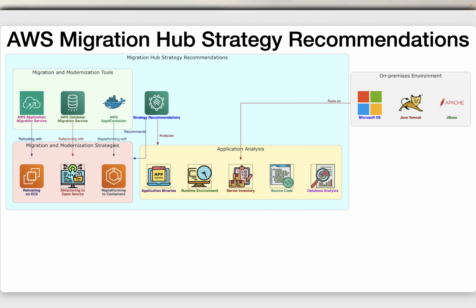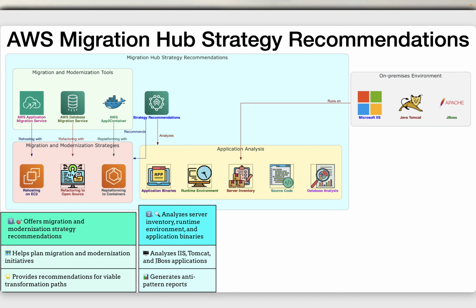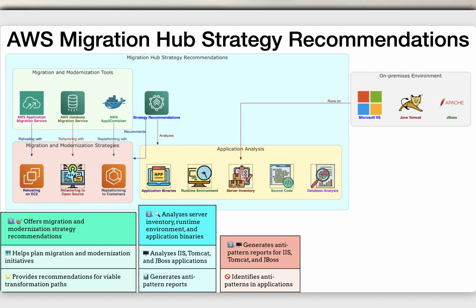AWS Migration Hub Strategy Recommendations. This is also a component within Migration Hub which has some strategies and some recommendations. It helps you plan migration and modernization initiatives by offering recommendations for viable transformation paths for your application. It can analyze your server inventory, runtime environment, and application binaries for Microsoft IIS, Java Tomcat, and JBoss applications to generate anti-pattern reports. Strategy Recommendations generates reports identifying anti-patterns for applications running on Microsoft IIS, Tomcat, and JBoss.